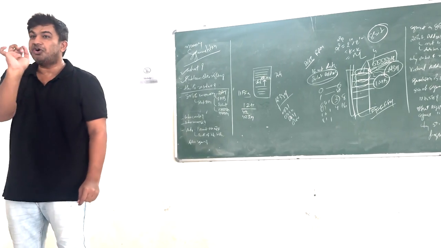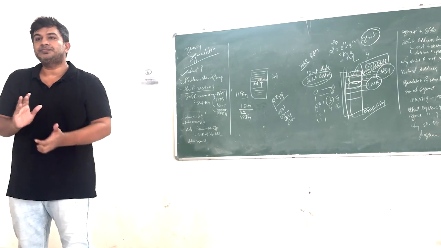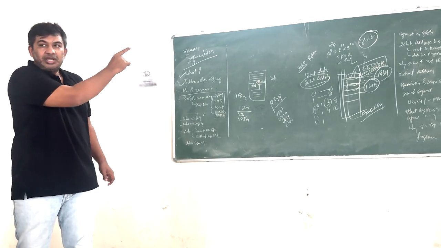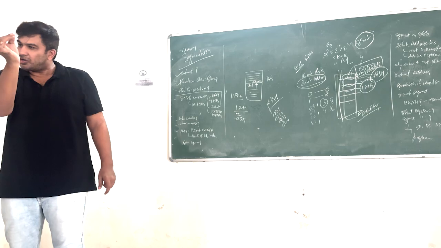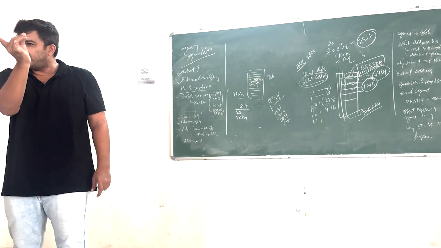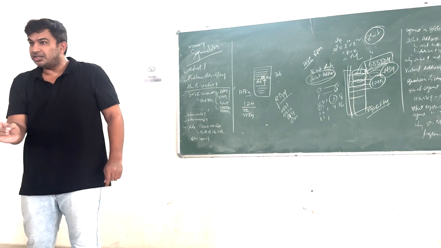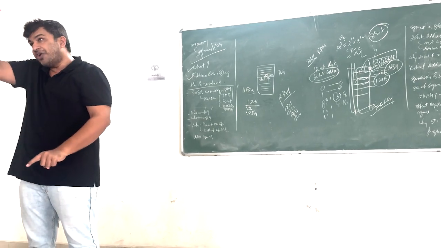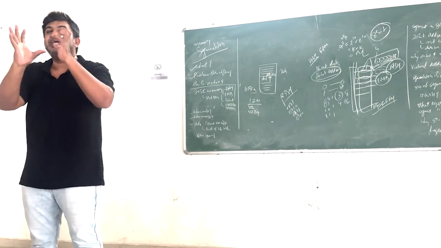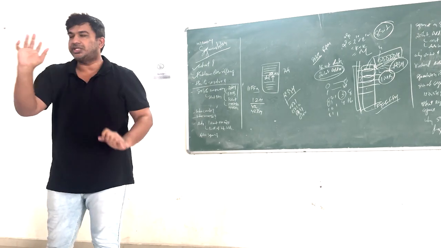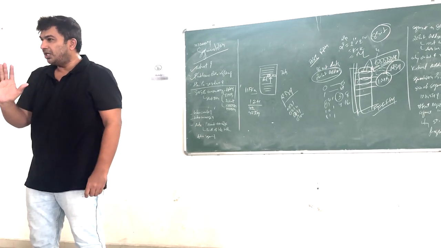Each location of your memory can store 8 bits of data. One location can store 8 bits of data. How many such locations are possible? 1 million. Understand? So 1 million into 8 bits. That much data you can store in 8086.